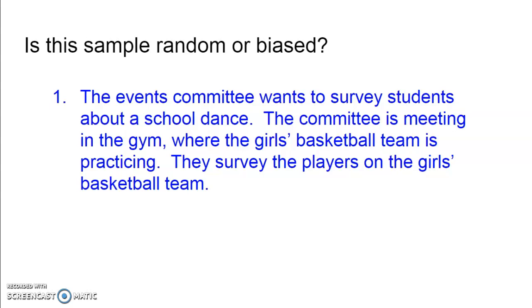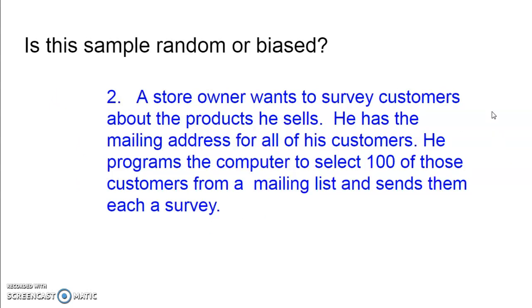The events committee wants to survey students about a school dance. The committee is meeting in the gym where the girls' basketball team is practicing. They survey the players on the girls' basketball team. All right, the book says that is biased. Why? Well, because not everybody in the school gets a chance to be part of the survey, and you're only getting like just a few athletes, and you're only getting girls. All right, so biased.